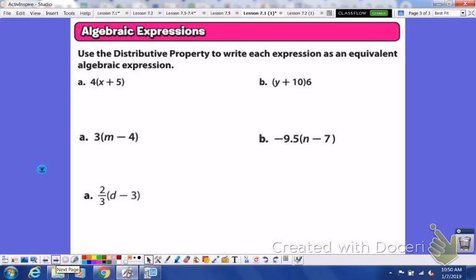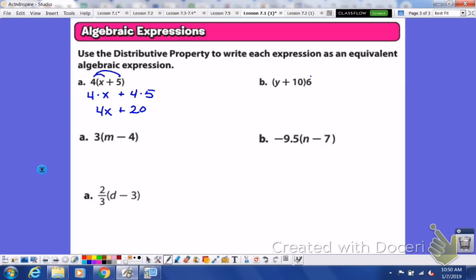Alright, one last slide. Use the distributive property to write each expression as an equivalent algebraic expression. Alright, so using our distributive property for algebraic expressions where we now have variables. We're still distributing. I'm going to write that in between step. So 4 times x plus 4 times 5. Well, 4 times x is just 4x plus 4 times 5 is 20. I cannot combine these two, so 4x plus 20 is my final answer.